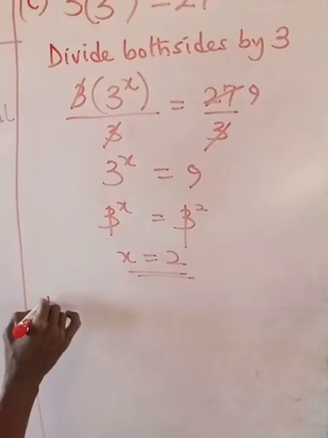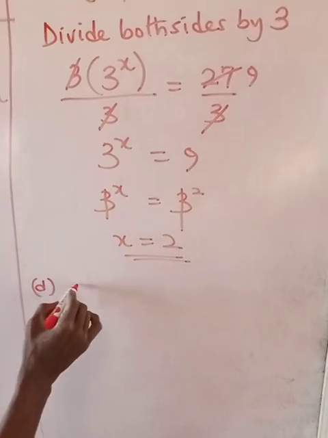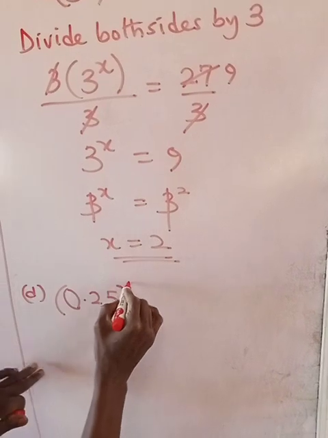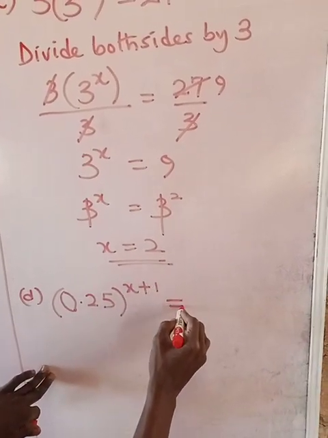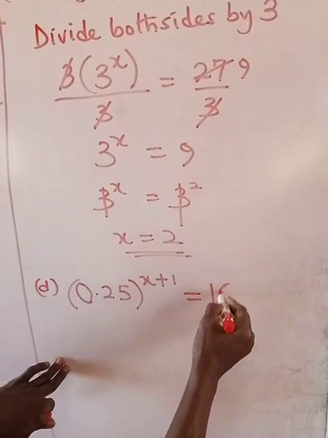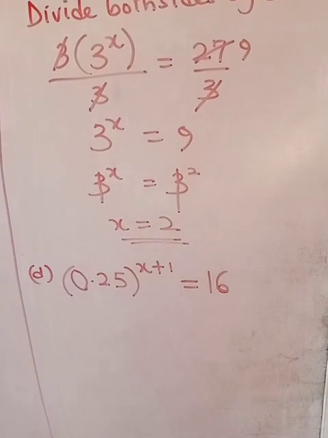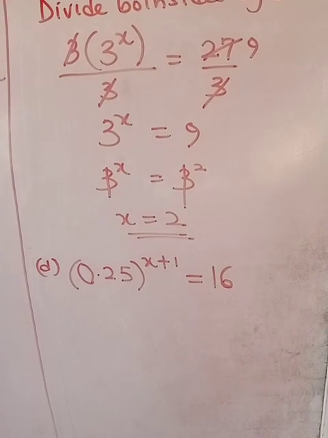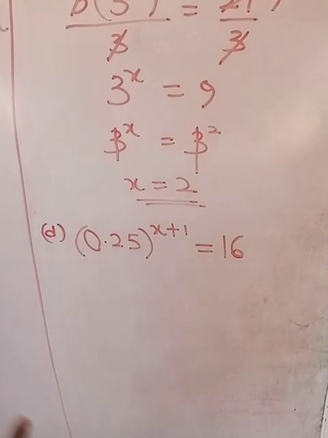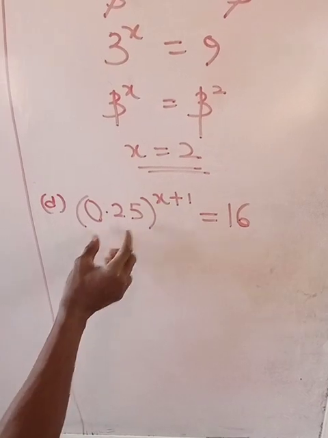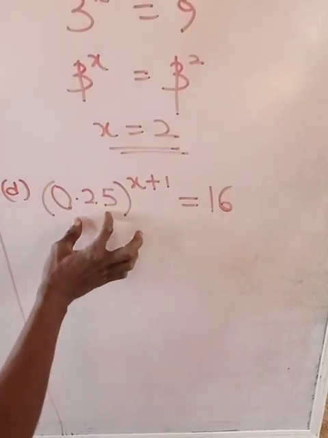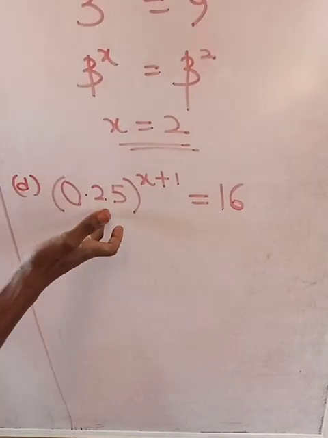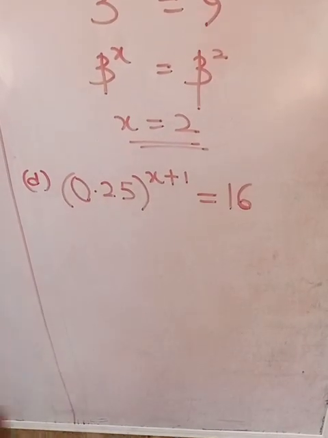The next one, the fourth question, we have 0.25 raised to power x plus 1 equals 16. So how do we solve this? 0.25 raised to power x plus 1 equals 16. Alright. And mind you, I've told you, you must find a way to have common base at the left and the right hand side. This is a decimal now. You find a way to change it to fraction. How do you change it to fraction?